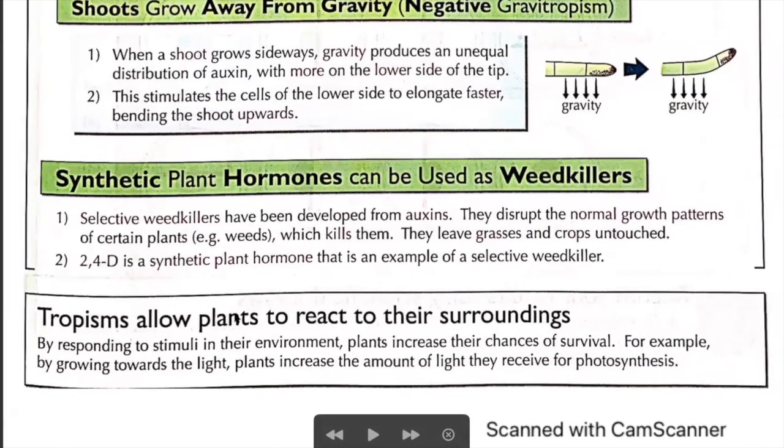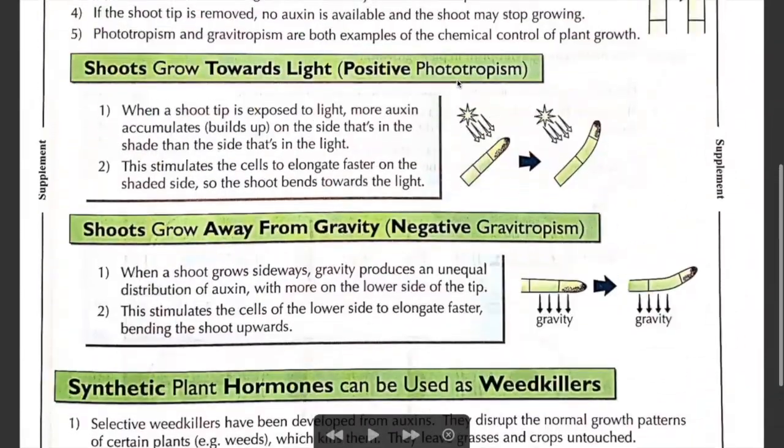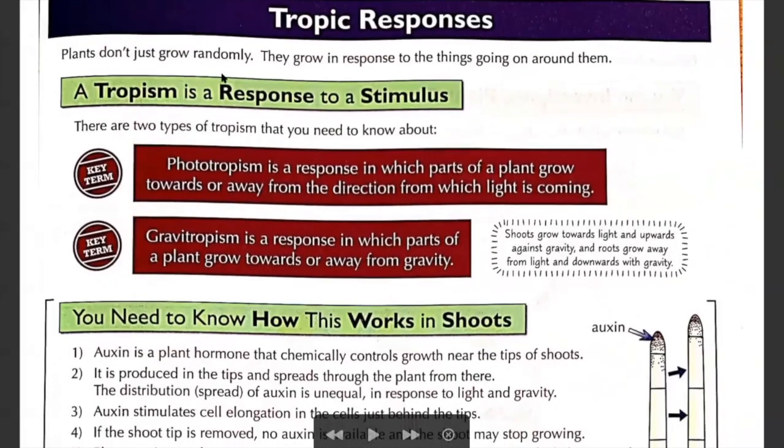Okay, tropism will allow plants to react to the surrounding. By responding to the stimuli of the environment, plants increase the chance of survival. For example, by growing towards the light, the plant will increase the amount of light to do photosynthesis. Okay, itu sajalah untuk tropism.